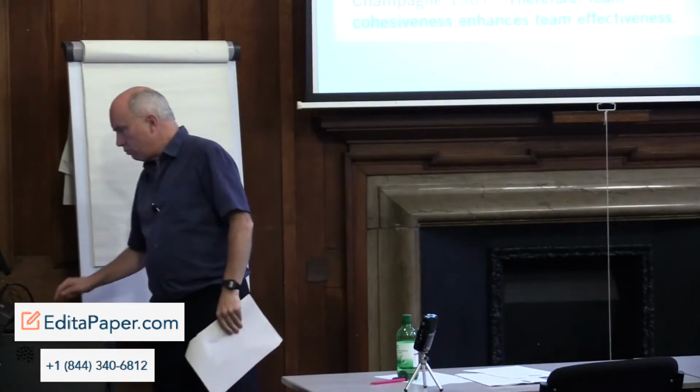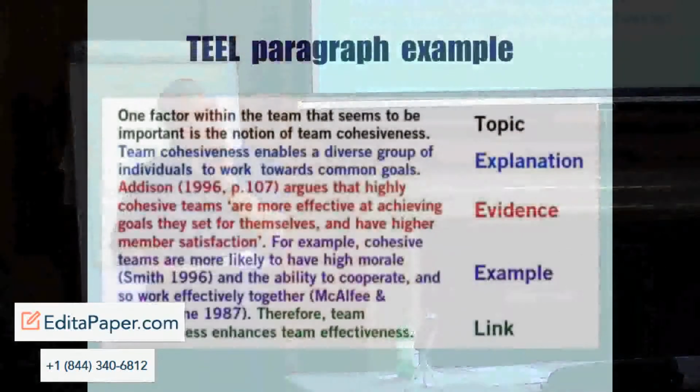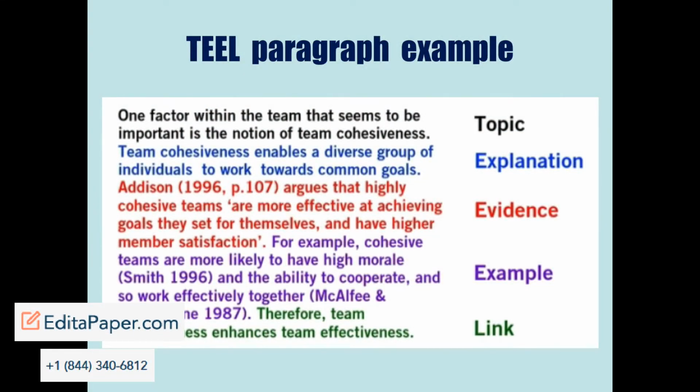And they gave you an example. So the topic there is team cohesiveness. And the explanation, team cohesiveness helps different people to work towards common goals. So that's important, certainly in the workplace. Well, is there any evidence? Oh yeah, here's Addison, 1996. He explains highly cohesive teams are more effective. Okay, yeah, that's good evidence. Oh, and there's an example as well. For example.